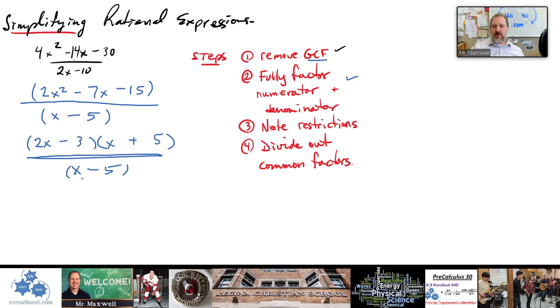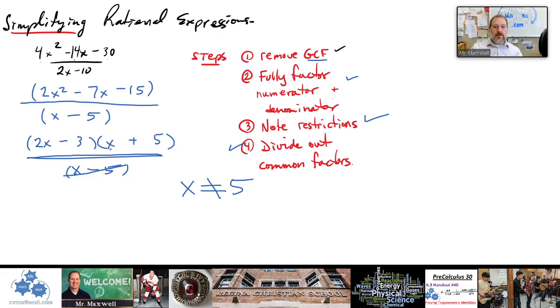So the x value that causes this to be 0 is restricted. This works for everything. This is a simplification for every x except for x equals 5. So my restriction is x cannot equal 5. And the reason why I want to do this now in step 3 is because in step 4, we divide out all the common factors.